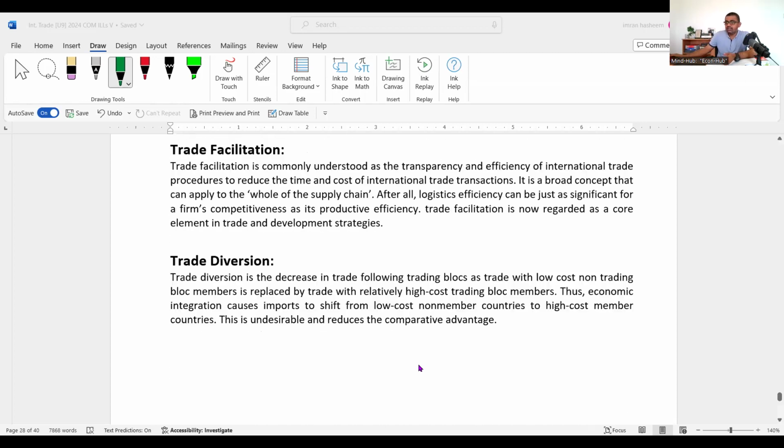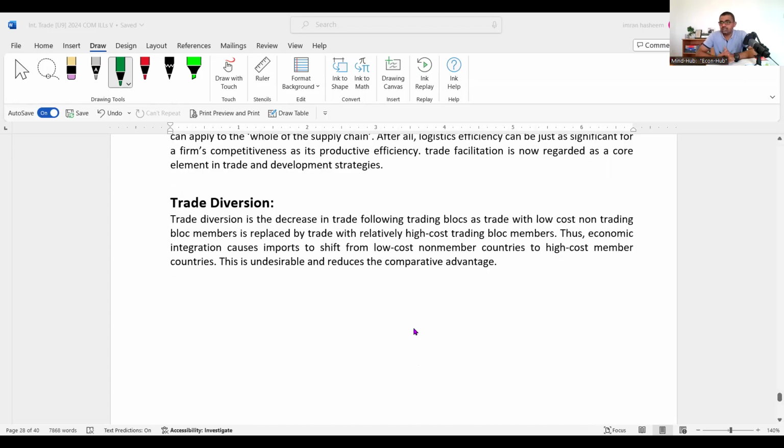Right. Then trade diversion. Trade diversion is the decrease in trade following trading blocks. So trade diversion and trade creation are connected with trading blocks.